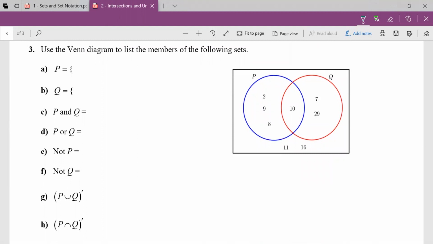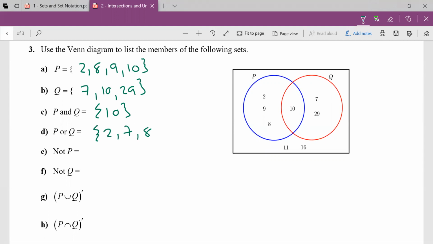Okay, P. Well, P is 2, 8, 9. Don't forget the 10. Just because it's also in Q, it's still a part of P. Q: 7, 10, 29. P and Q, well, that's the intersection or the overlap. So that's simply just 10. P or Q, the union. So that's us putting P and Q together. So it's 2, 7, 8, 9, 10, 29. So the union, putting things together.